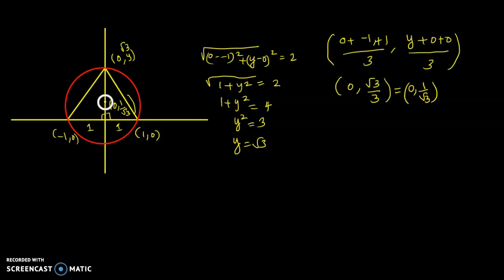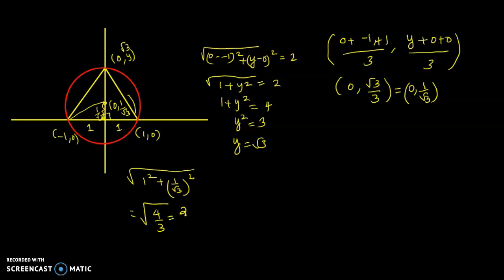Okay, now clearly this distance is 1 by root 3. Now let us draw a radius here. So from this right angle triangle, the height is 1 by root 3 and the base is 1. Then the hypotenuse will be equal to square root of 1 squared plus (1 by root 3) the whole squared. That is equal to root of 1 plus 1 by 3, that is 4 by 3, and that is equal to 2 by root 3. Now the center and radius are known. Now let us calculate the equation of the circle directly.